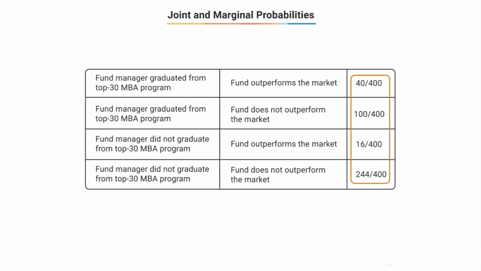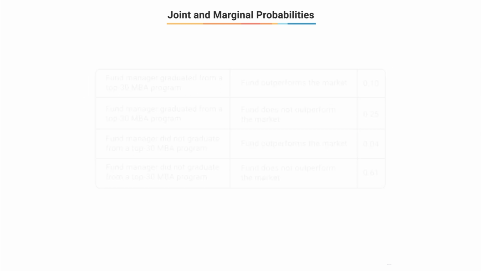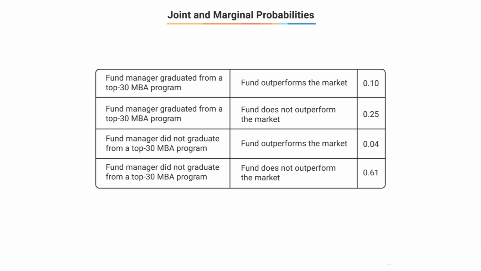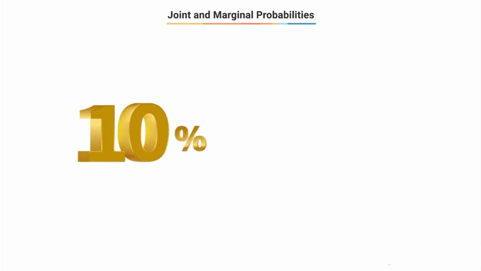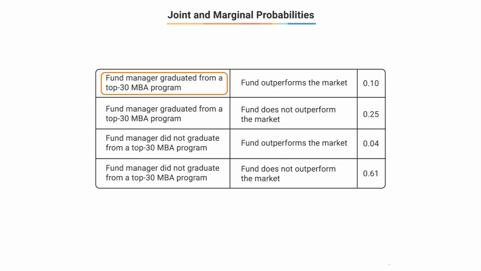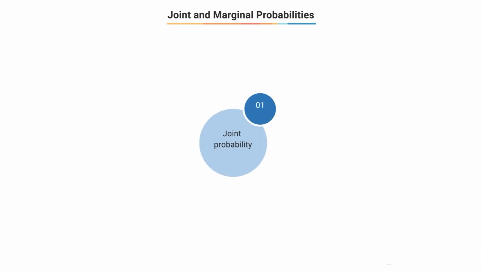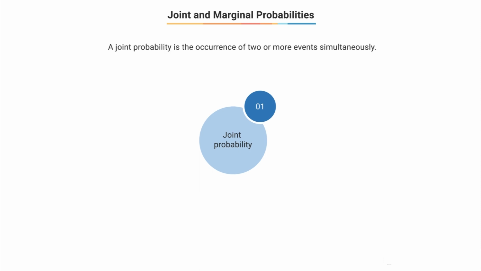To do that, let us divide all the values by 400, as that is the total number of data points that we have used. That gives us the following table, as we can see here on the slide. The value 0.1 in the table means that of the complete data, 10% of the mutual funds were such that the fund manager had graduated from a top 30 MBA program and also that the fund outperformed the market. Such a probability is known as the joint probability, where we are calculating the probability of 2 or more events occurring simultaneously.